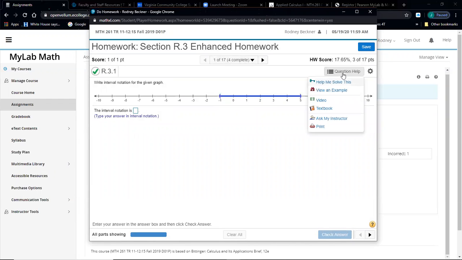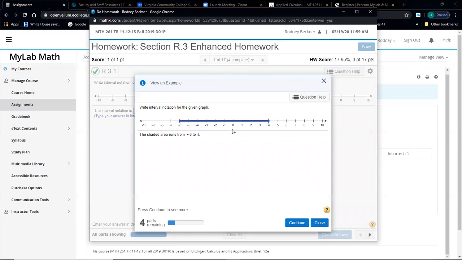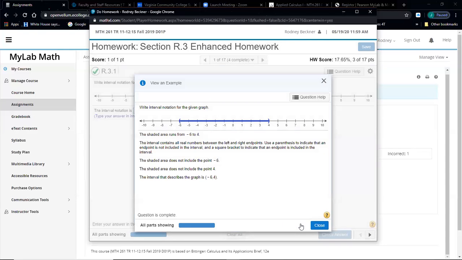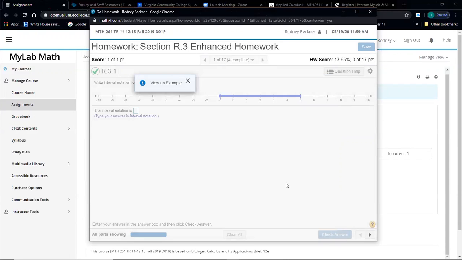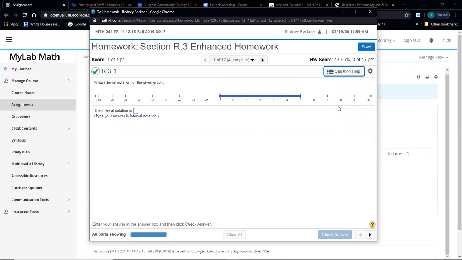The point of this is if I go to view an example, when I did help me solve this, it asked for my input along the way, and then it changed the original problem. View an example gives you a different problem and just states what happens along the way, gives you the answer. And what that does is it doesn't change the original one. So use what you feel more comfortable with. If you think you need to be typing things along the way, help me solve this is better. If you think you can just read and then reproduce what was done, view an example is good.